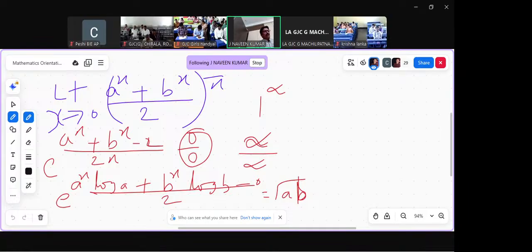But some of the students will ask the proof of the 1 power infinity formula also generally. If required, we can prove that also.